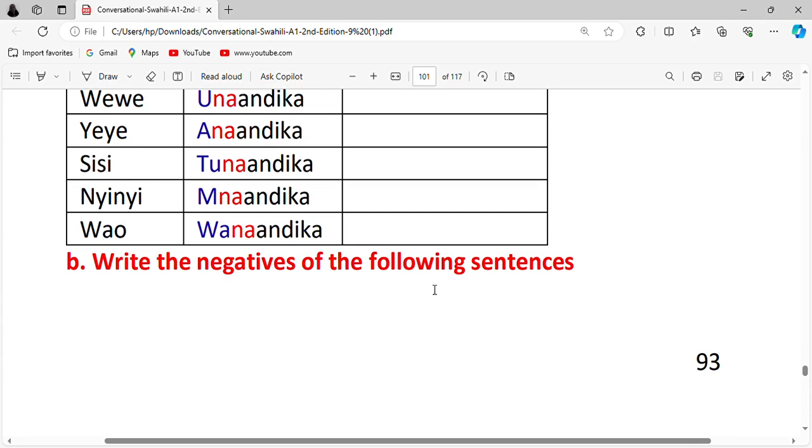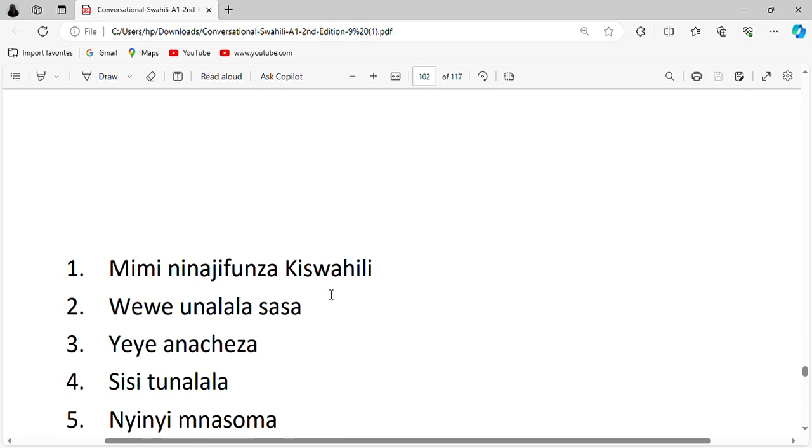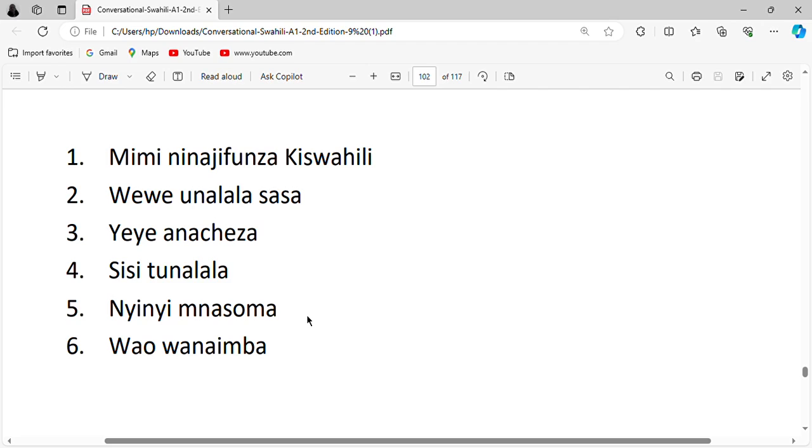Write the negative of the following sentences as well. Okay? Mimi ninajifunza Kiswahili. I am learning Swahili. Wewe unalala sasa. You are sleeping now. Yeye anacheza sasa. He or she is playing. Sisi tunalala. We are sleeping. Nyinyi mnasoma. You all are reading. Wao wanaimba. They are singing.